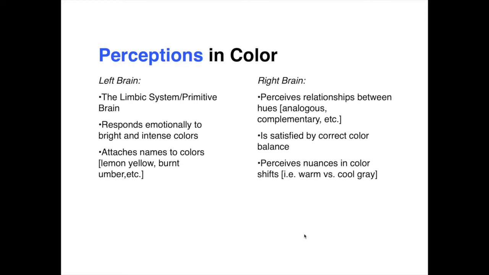Responding emotionally to bright versus intense colors, attaching names to colors, or what is the true nature of the word hue. The word hue refers to the category or name of the color, not its intensity or its saturation. And it was thought that the right brain was much more looking at balance and relationships between colors.